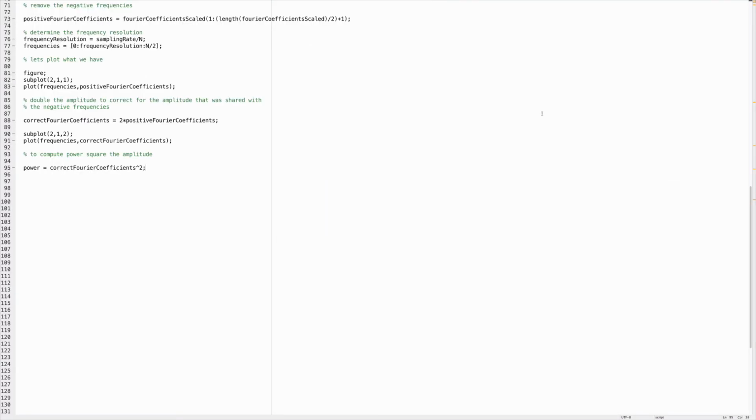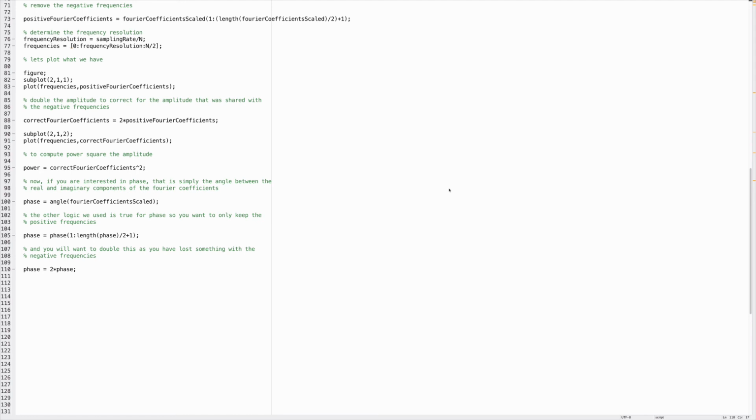I'll go back to the code and explain a few more things. A lot of people use power when they report the results of a fast Fourier transform. To do that, you just square the correct Fourier coefficients. The other thing you might be interested in is phase. Phase is just the angle between the Fourier coefficients. So it's the angle between the real and imaginary aspects of the Fourier output. So to do this in MATLAB, you can simply take the angle of the Fourier coefficients that are scaled. You do get phases for both the positive and negative frequencies, so you want to remove those. And again, you can double them because you've lost something to the negative frequencies.